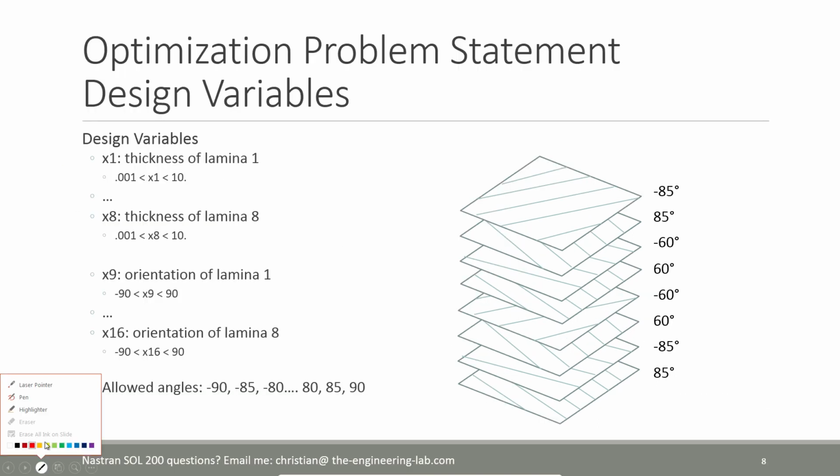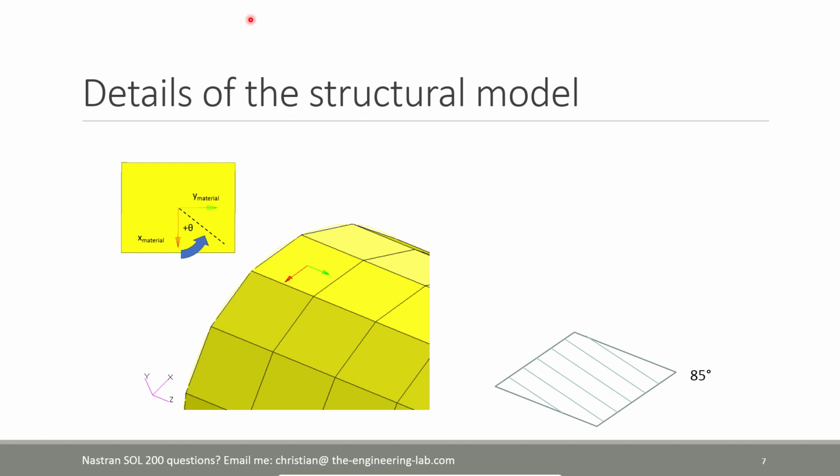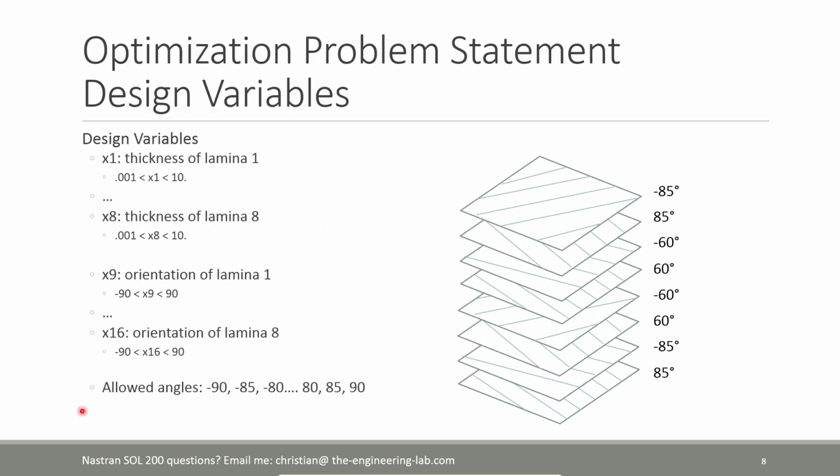In addition to the orientation angles, we also are focusing on the thickness of each ply. We are going to let me take a step back and see if I've discussed this. This is actually the first discussion of our optimization problem statement. The optimization problem statement is composed of three things. One component are the design variables. What exactly are you varying in your finite element model?